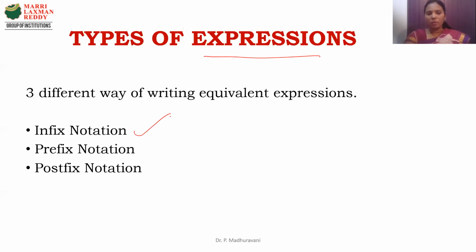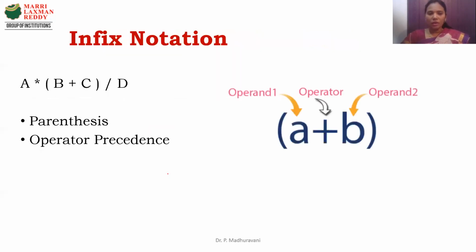The first type of the expression is the infix expression, and the second type is the prefix expression, and the last type of the expression is the postfix expression. Let's discuss each type of the expression here. Infix notation. The infix expression is nothing but where we are using the operators between the operands. Let's see this example. A plus B, where A and B are the operands and plus is an operator which I have used between the operands. So this kind of representation is called an infix expression or infix notation.